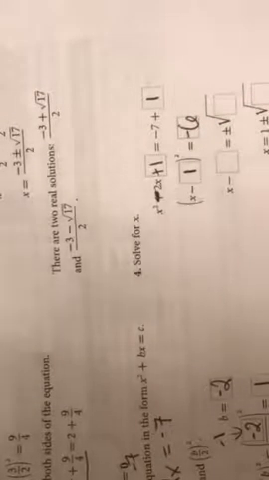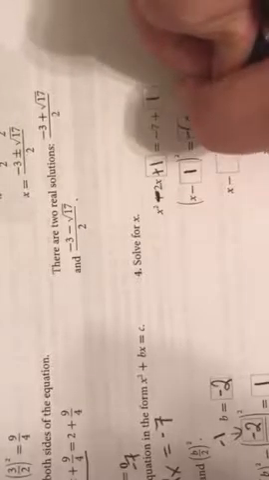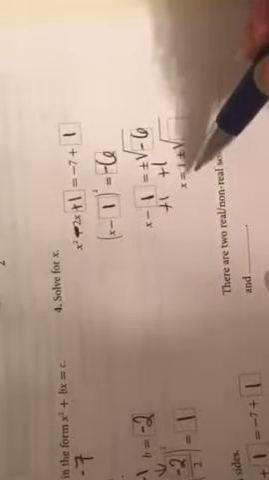We square root both sides. So we end up with a negative 6 here, and an x minus 1 over here. We add 1 to both sides. So that's how we have a 1 in front, times the square root of negative 6.